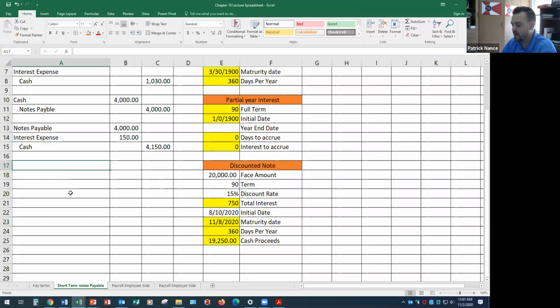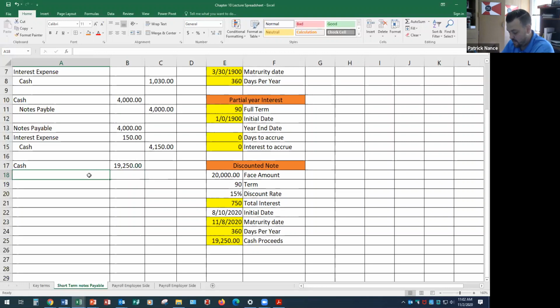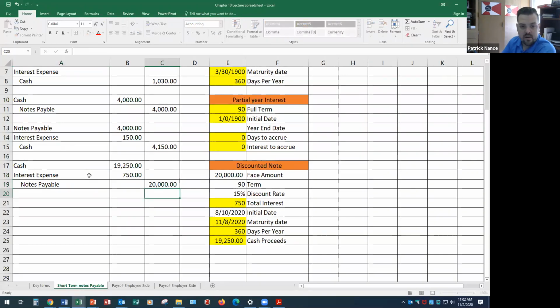So what is this going to look like? On a discounted note, by definition, I'm not going to receive all $20,000 in cash. I'm going to instead receive $20,000 minus the interest of $750. But I do owe $20,000 at the end of this. So I'm going to book the interest expense up front for $750, and the back end is going to be the notes payable, $20,000. Then when I actually pay this off, on November 8th, notes payable is debited for $20,000, and cash is credited for $20,000.